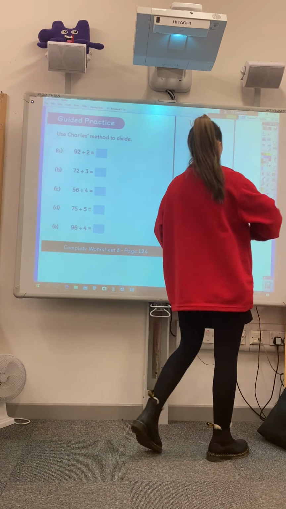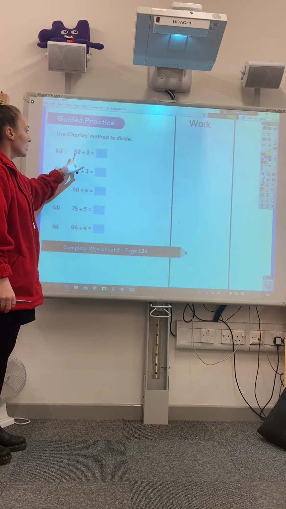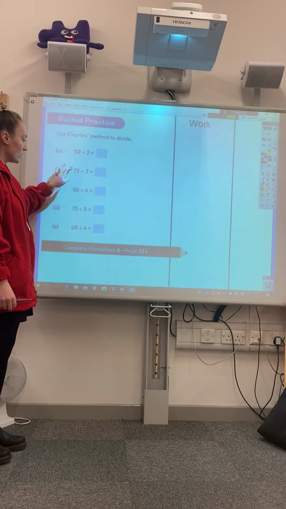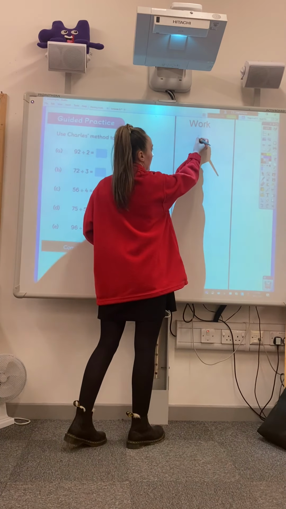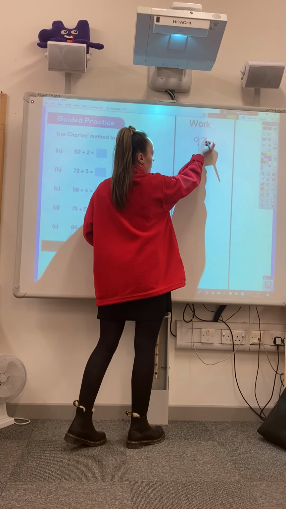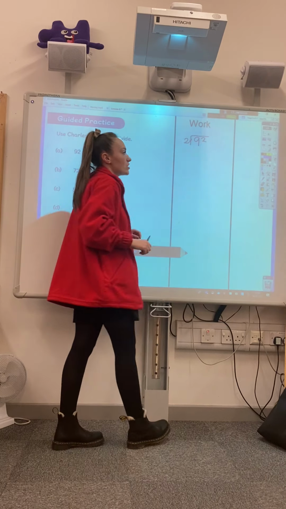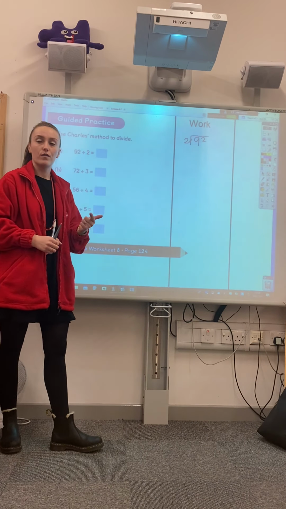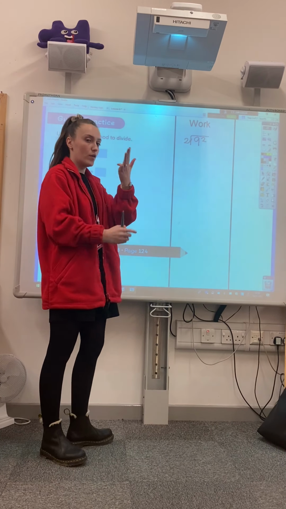Okay, right. You have your guided practice as a little bit of extra support before you go into your workbook. So we'll do the first one together again, and then you can try the last 4. So we've got 92 divided by 2. So I'm going to put 92 divided by 2. I'm going to see how many 2's go into 9. 2, 4, 6, 8, 10. 10's too many, so 4 2's.